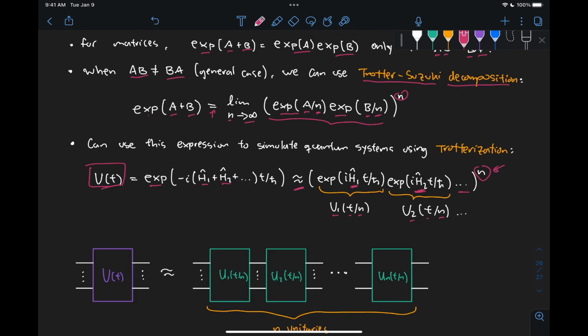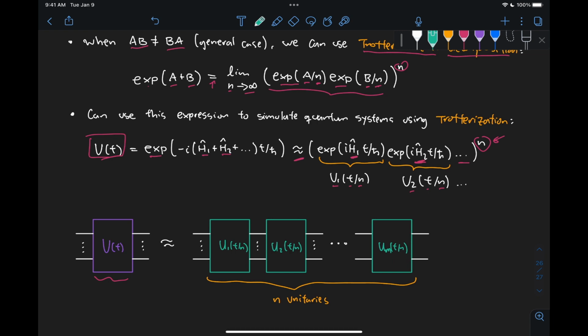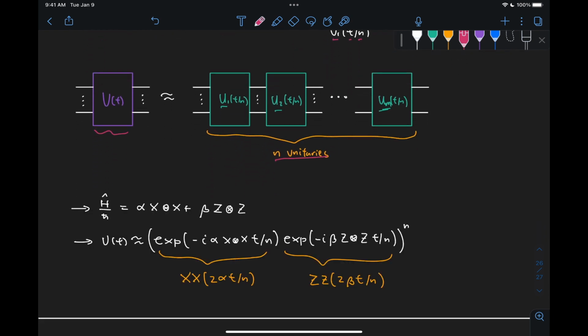In terms of a circuit diagram, this is saying that this unitary U of t is approximately equal to implementing the circuit where we apply U1, U2, all the way to U sub m, given some m number of summation terms in that Hamiltonian, and then we repeat that n times for the Trotterization process. Now for this problem, what we're given is the following Hamiltonian.